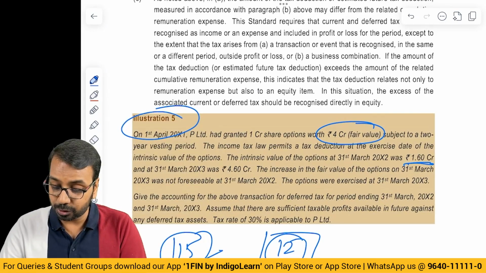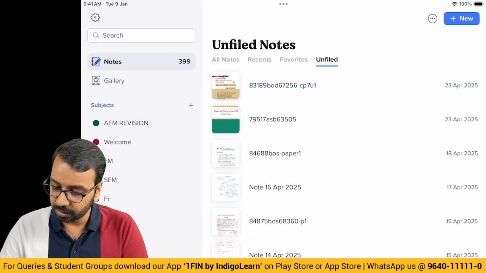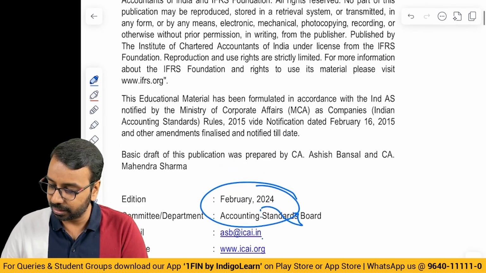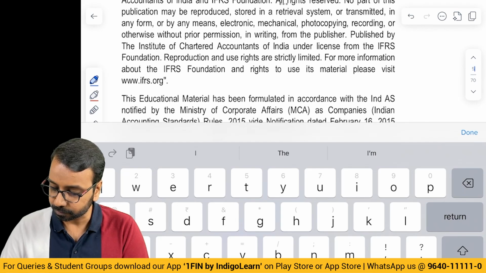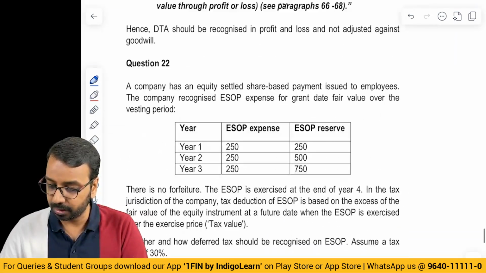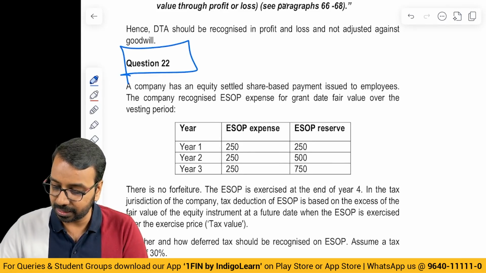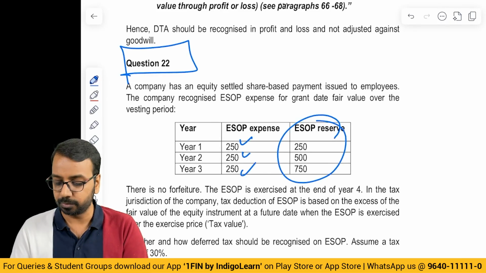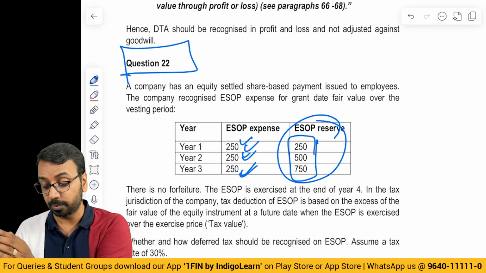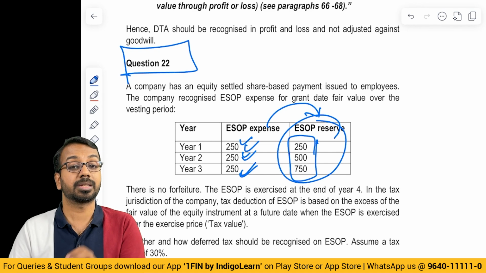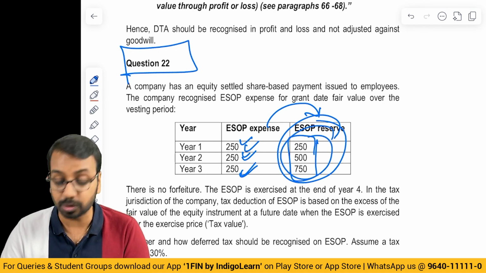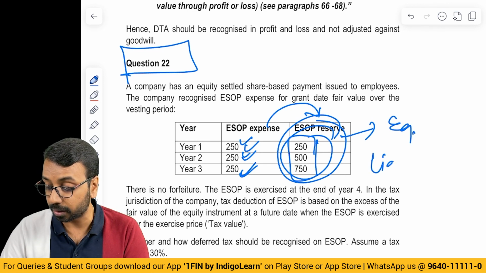Not only that, I'll show you one more document. This is the educational material published by ICAI in February 24, and here, if you see, a similar question, slightly lengthy, much more detailed question, they have said the ESOP expense is so much, the ESOP reserve is so much: 250, 250, 250, 250, 500 and 750, that is the ESOP expense and ESOP reserve. Because if it is an equity settled transaction, you will take the ESOP expense to the ESOP reserve. This is a part of your equity, not a part of your liability.